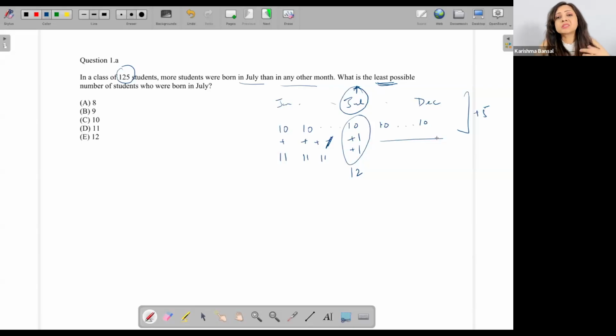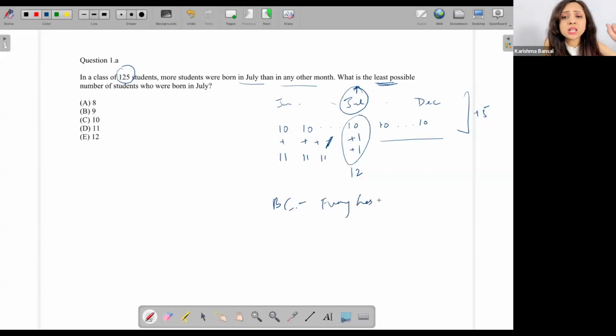Now, is this the only way in which I can find the least possible number of students in July? No, this is not the only way, right? Why do I use this? My base case typically in these questions is where everyone has an equal number. Yeah, that is how I start my thought process. That what do I have to do? My base case is everyone has the same.